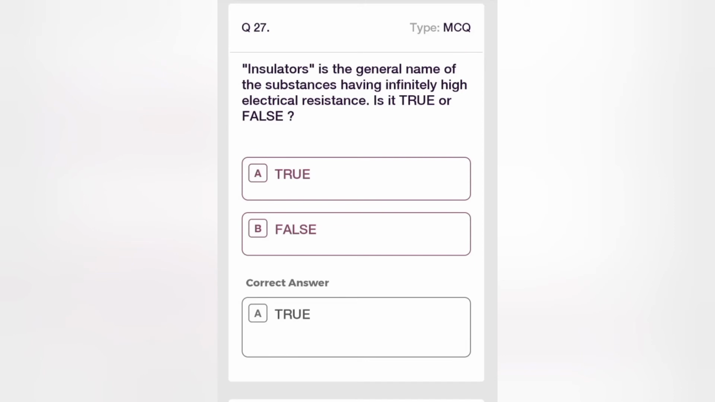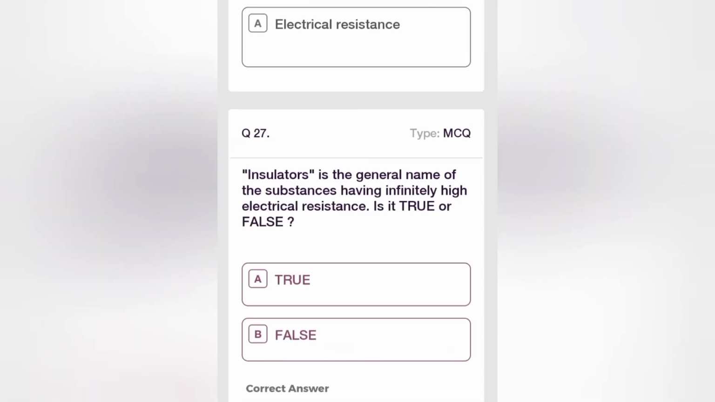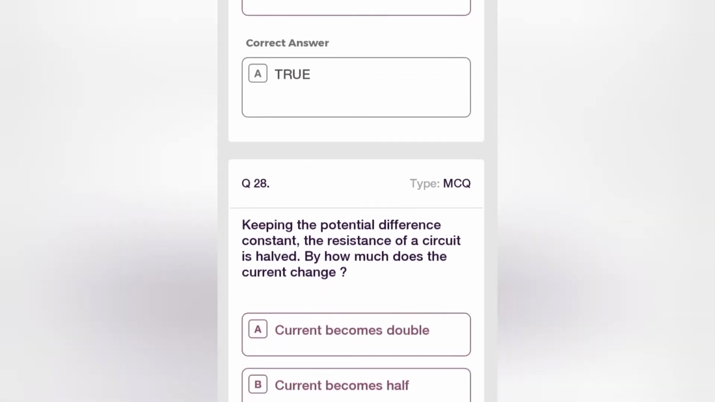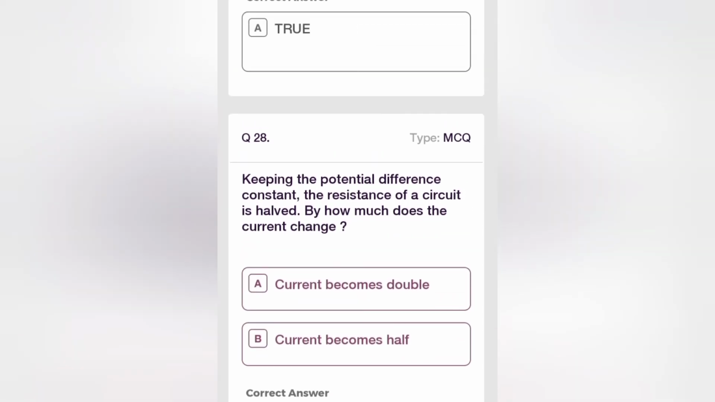27th question. Insulator is the general name of the substance having infinitely high electrical resistance. Is it true or false? Infinitely high resistance. Yes, it is true, because insulators don't allow the current to pass through. So current is less, resistance is more. So true.